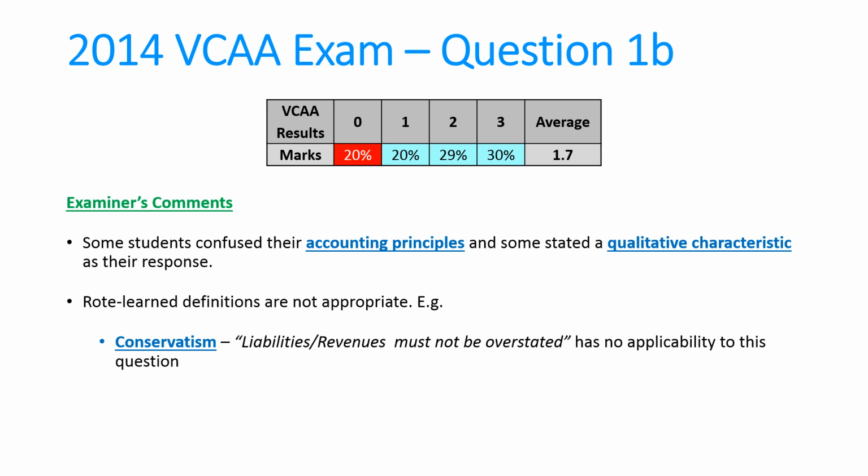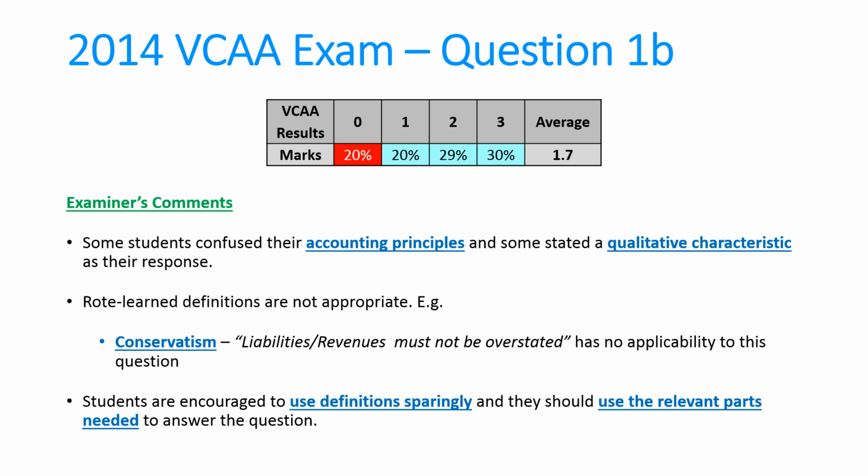For example, if you use conservatism and you said this means we must not overstate liabilities, or understate liabilities or overstate revenues, you shouldn't mention that, and in fact you'll lose a mark if you do. That has no applicability to this question. It's about bad debts, and a bad debt affects assets and expenses. It's got nothing to do with liabilities and revenues, so you only give the part of the definition that is appropriate or relevant to that particular question.